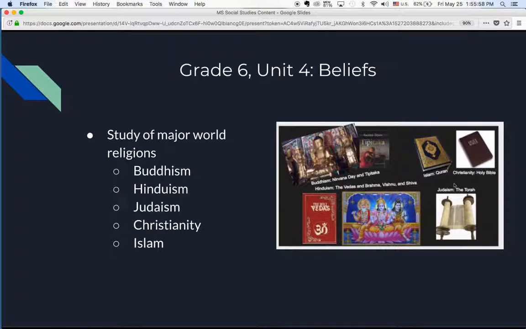Unit 4 we call beliefs, and this is really a study of polytheistic and monotheistic world religions. And so we focus on these 5 major religions. We focus on their holy books, their beliefs, their practices, their people, areas of concentration for these religions, patterns of spreading the religion, and so on. And then we also look at similarities and differences between these religions.